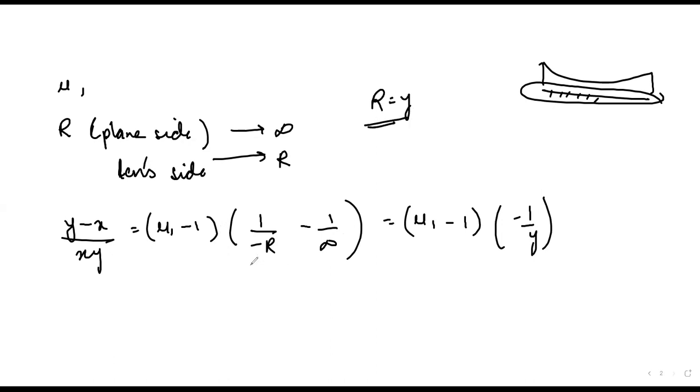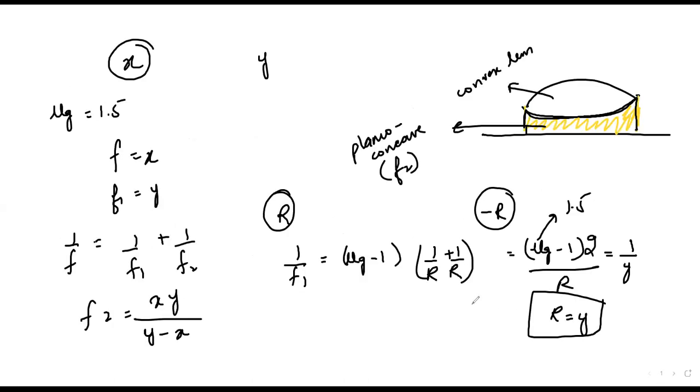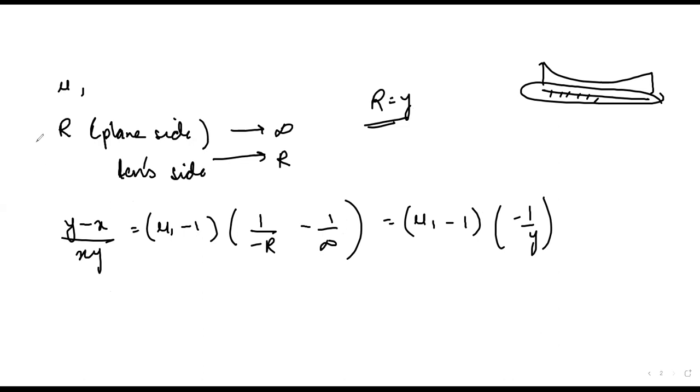Now see. How did we get y minus x by xy? It's reversed, right? xy by y minus x. 1 by f2 you are taking, no? Lens maker formula. Okay, 1 by f2 you are taking.